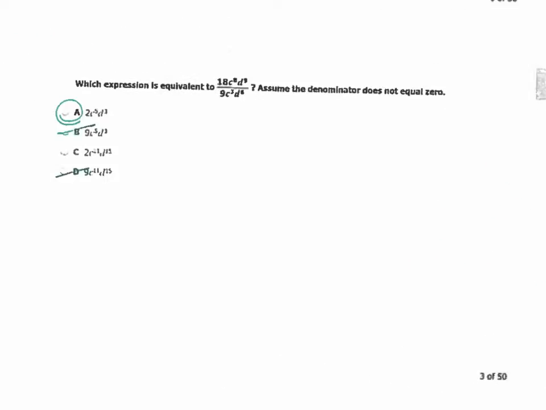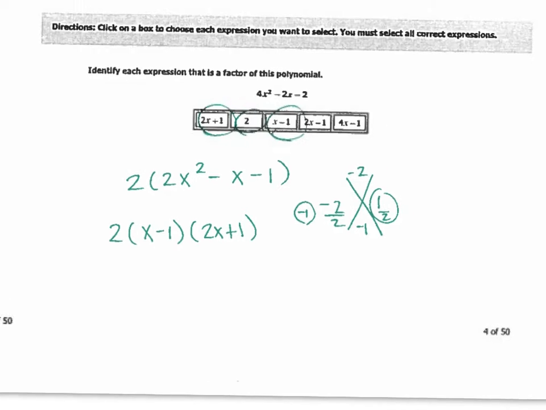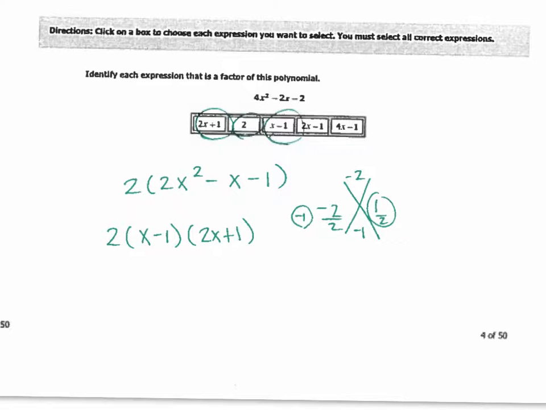Number 3, I think we should hopefully be okay with. I do want to real quickly talk about number 4. It says, identify each expression that is a factor of this polynomial. Out of all those words, what word means the most? Factor. When you hear the word factor, first question you ask yourself, is there a GCF?